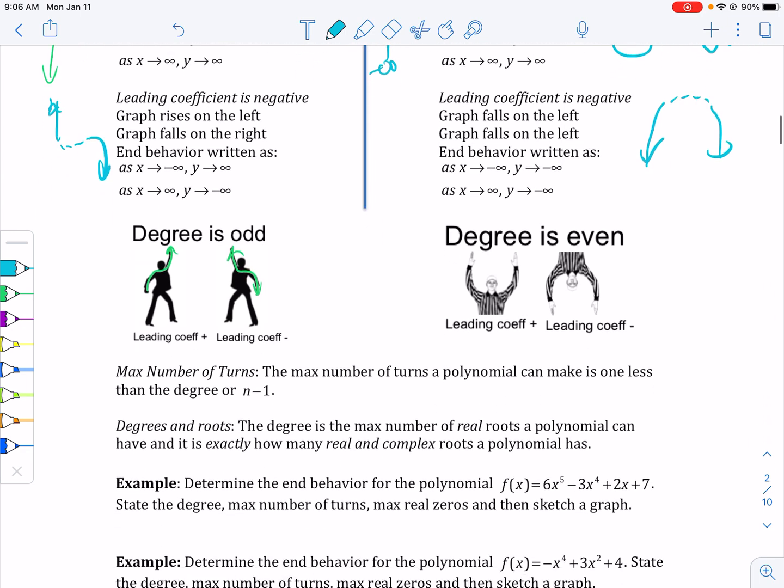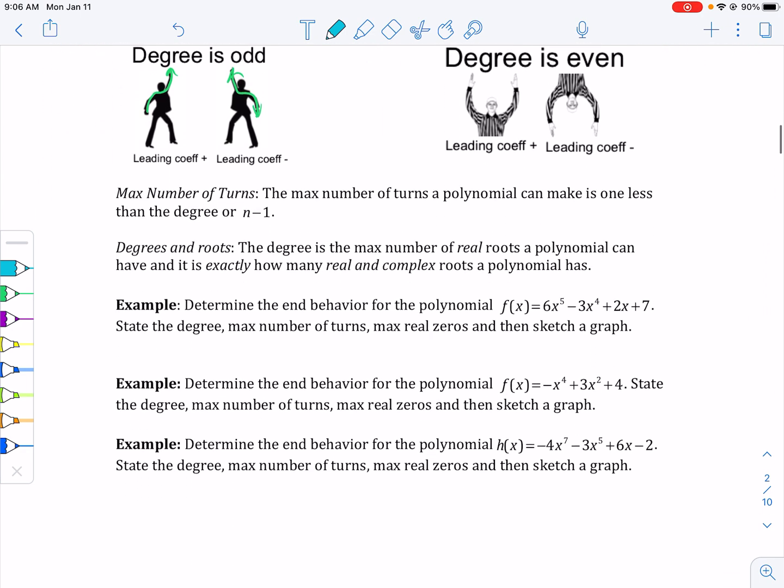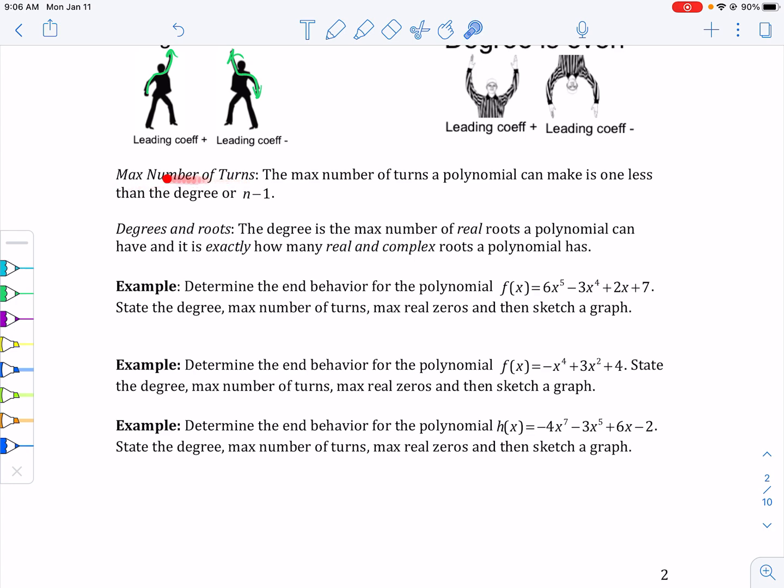So we're going to look at two more things and then combine pieces of information. Now, we also have the max number of turns. Turns is where it makes a hill or a valley. The max number of turns that a polynomial can make is one less than the degree. Remember, the degree is the highest power, so we find that using n, which is the degree, minus 1.